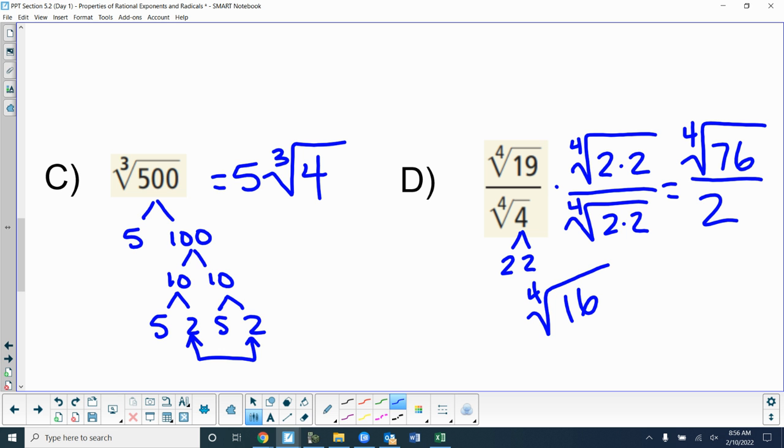2 times 2 is 4 times 2 is 8 times 2 is 16. But you don't have to do that part. You see that there's 4 2's, right? So you know the answer is 2. Good questions. We following? Okay.